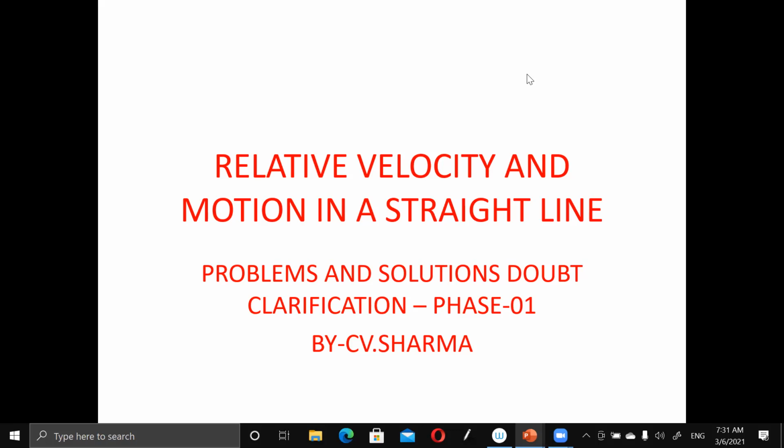So I categorized the questions, and what I see mostly is that some of the questions are based upon a concept called relative velocity. That's why the heading is relative velocity and motion in a straight line. For the relative velocity questions, you have to learn the relative velocity. That is for sure.